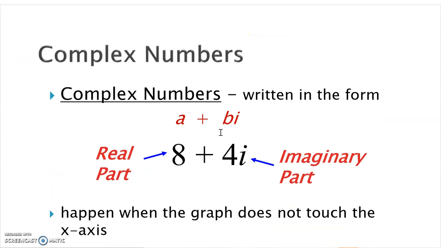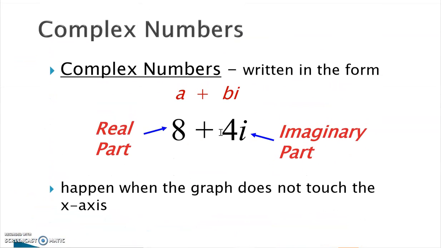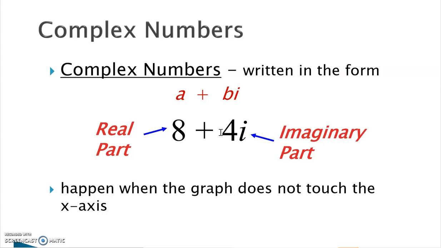So essentially, let's get this down first. Complex numbers, make sure you pause the video, rewind as you need to. Get all this information written down. Complex numbers are written in the form of a plus bi. So your first part is your real part, like 8, for example. The second part is the imaginary part, like 4i.